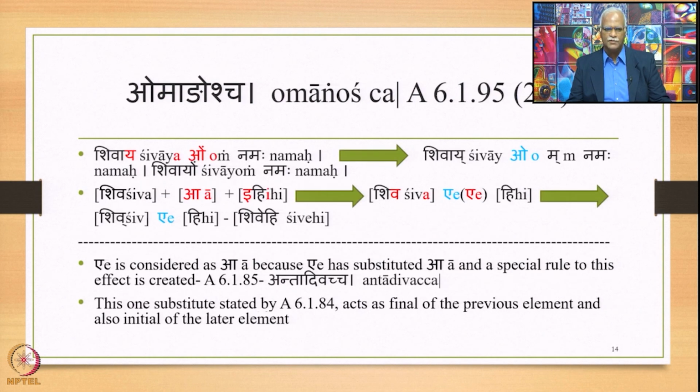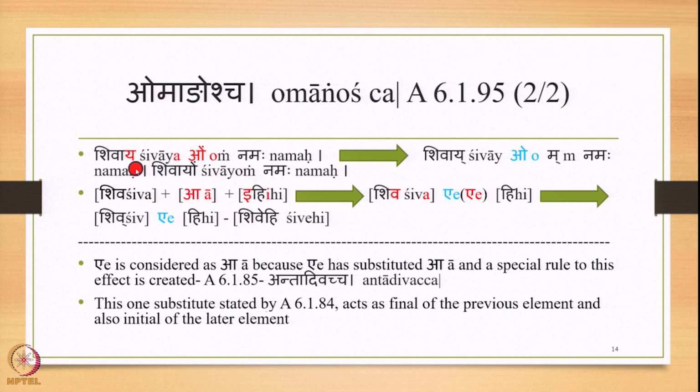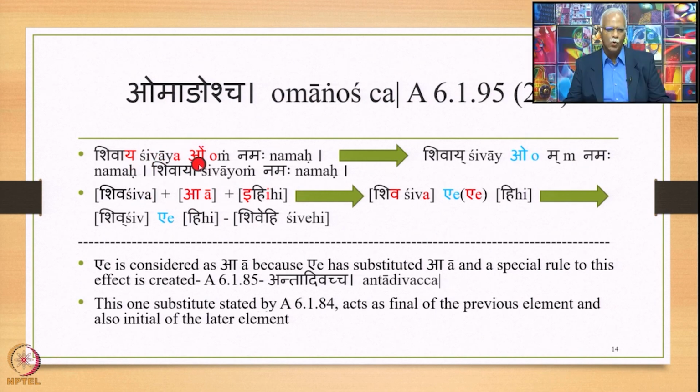Here are the examples. Shivaya Om Namaha. This is a sentence. In this sentence you have a coming at the end of this pada followed by Om over here, and so in place of both of them, now this Om will be substituted as one substitute. So the output generated by 6.1.95 would be Shivai, O, M and Namaha. When we join it together, we get Shivayom Namaha.